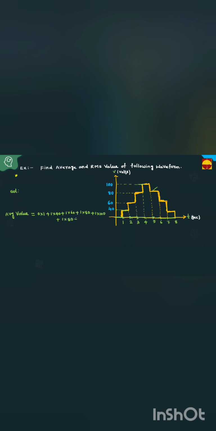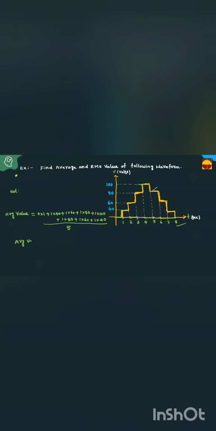1 into 80. 6 to 7, 60. 1 into 60. 7 to 8, 40. 1 into 40. Correct? 0 into 1, 1 into 40, 1 into 60, 1 into 80, 1 into 100, 1 into 80, 1 into 60, 1 into 40. By total time. The total time is how much? 8 seconds. Total time is 8 seconds.